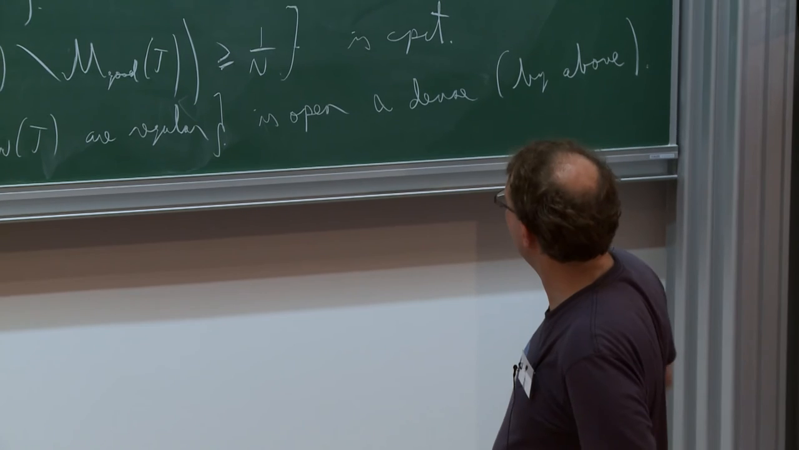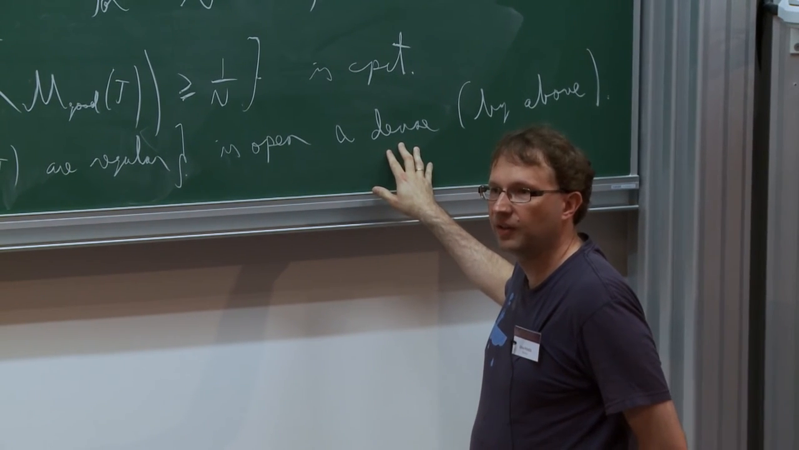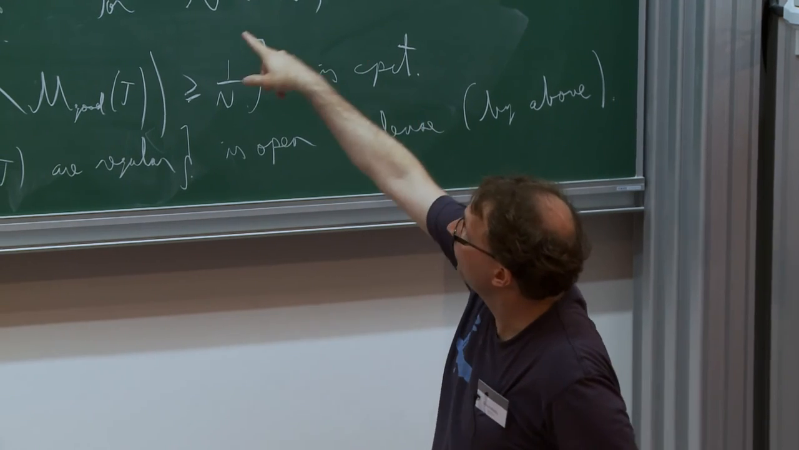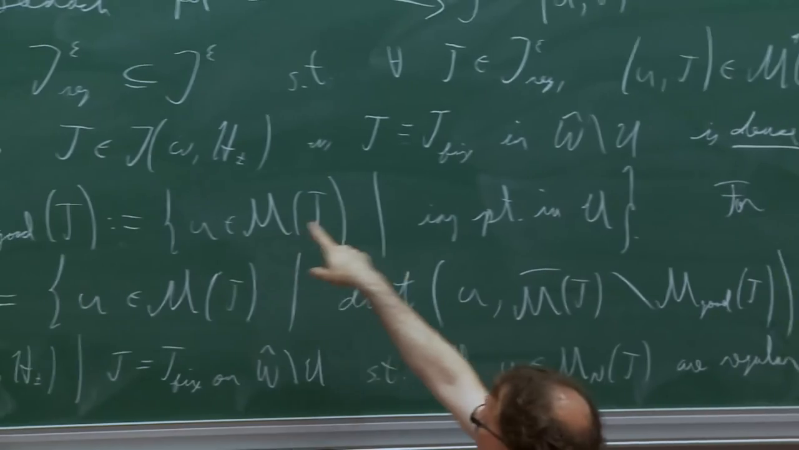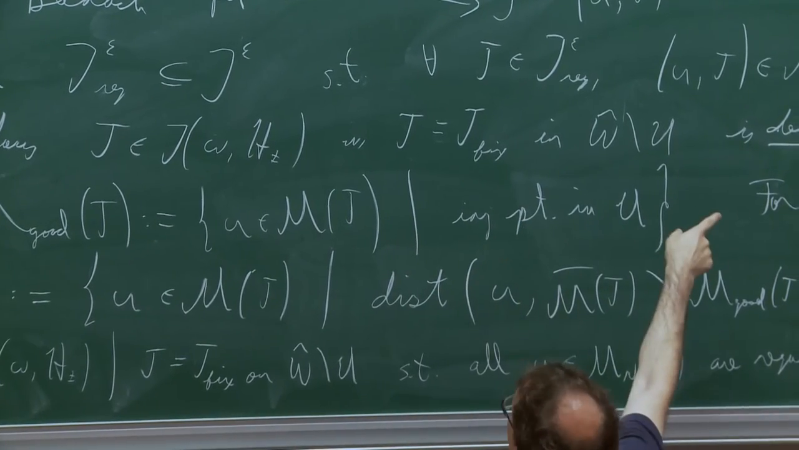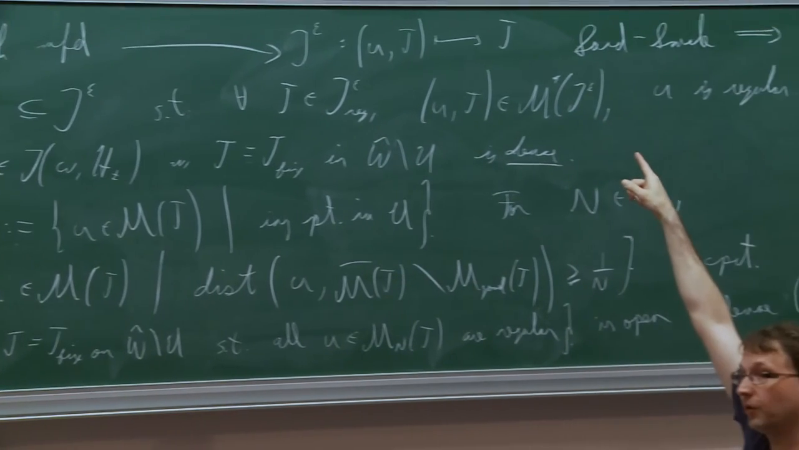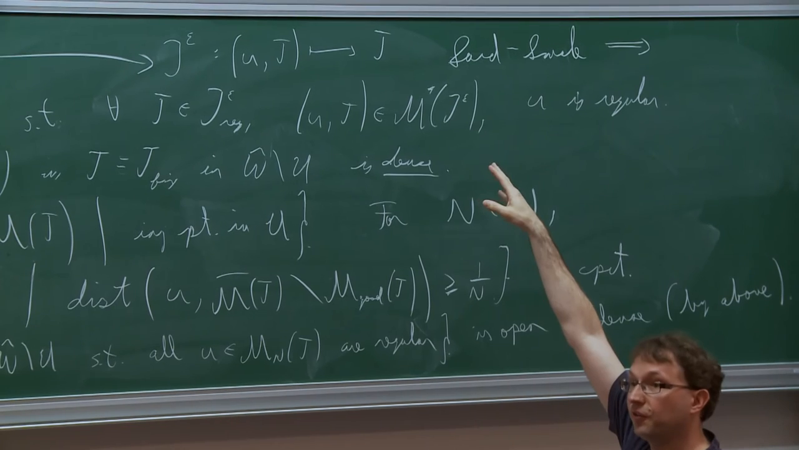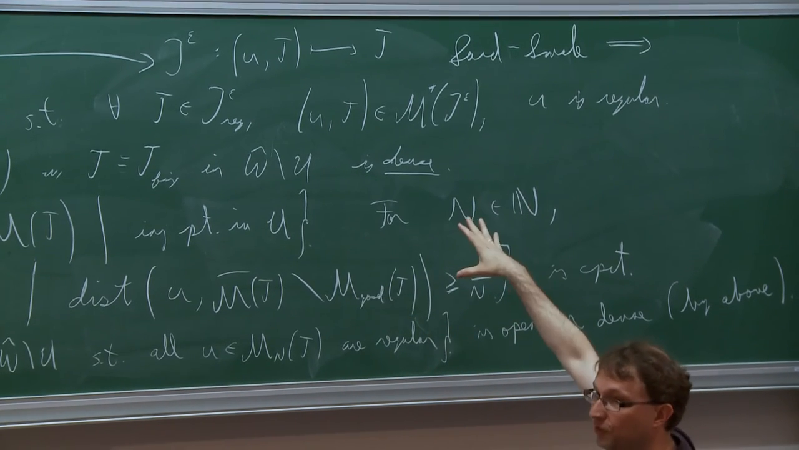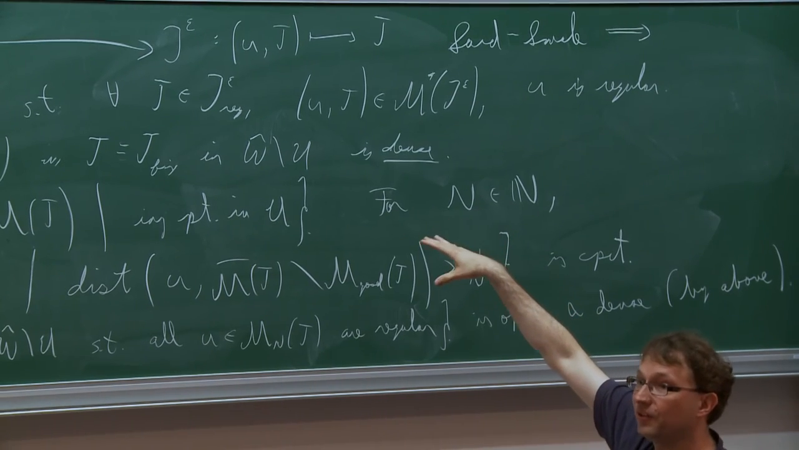So I guess the key point is the claim that this set of J's here is dense. What I said here is that the set of J's that achieves transversality for me is dense in C infinity as a consequence of the fact that it's also a Baire subset of J epsilon. This uses the fact that J epsilon has a continuous inclusion into C infinity. So once I get density in J epsilon, I also get density in C infinity.